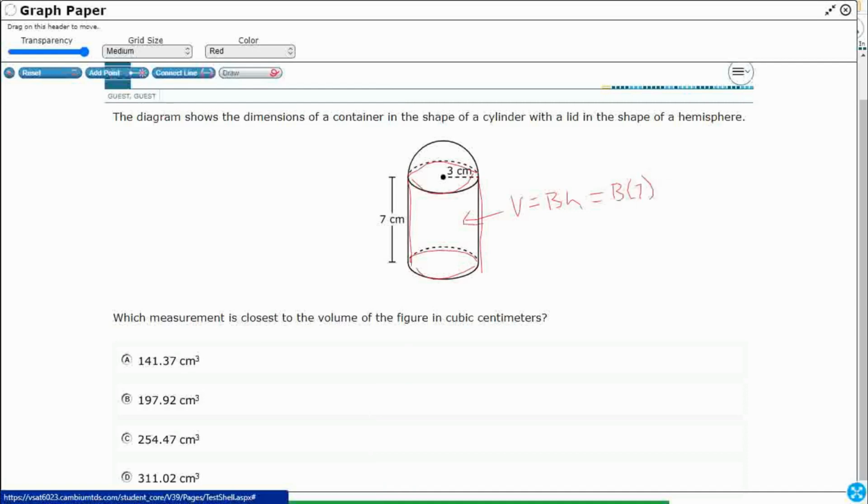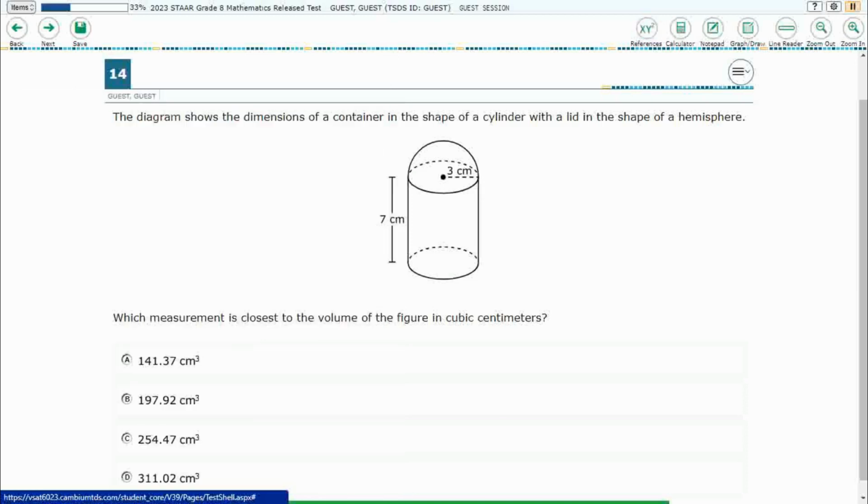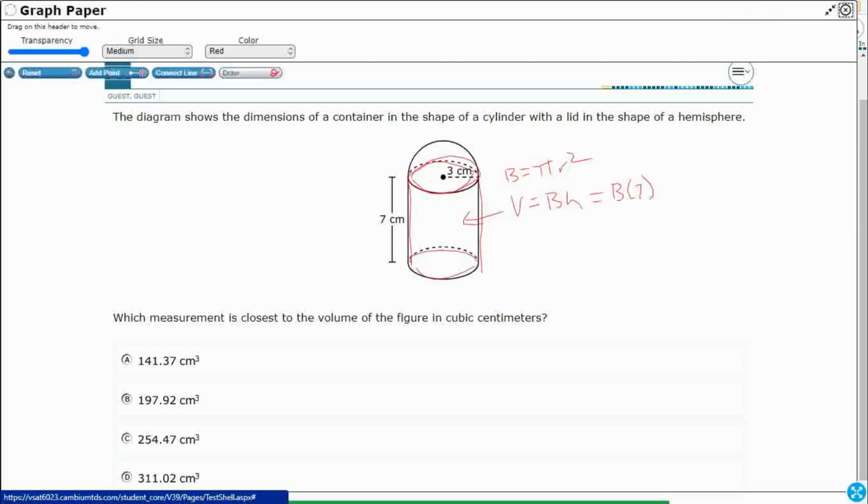Now the trick here is the base. What's the area of the base? Well, the base is the area of a circle, right? That's pi r squared. So we can get back into our reference material and find that the area of a circle is pi r squared. That base really just means the area of the base, so we have to do pi r squared. Put all that together and substitute that in right there. That's going to equal pi r squared times 7.